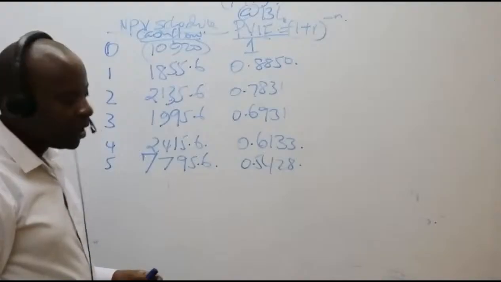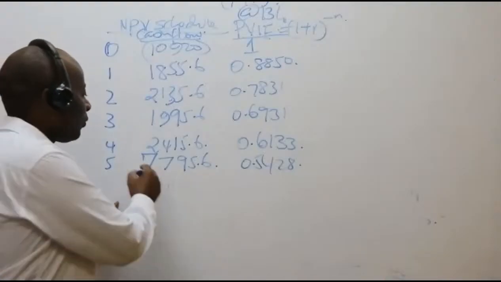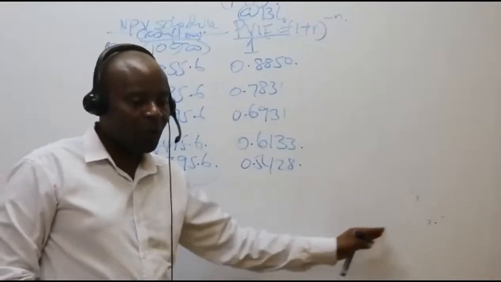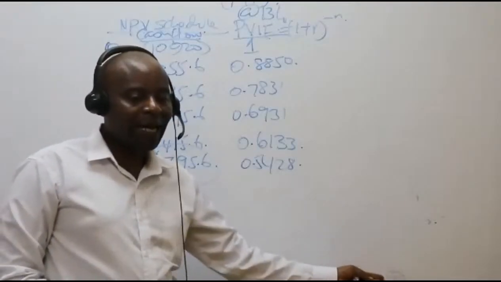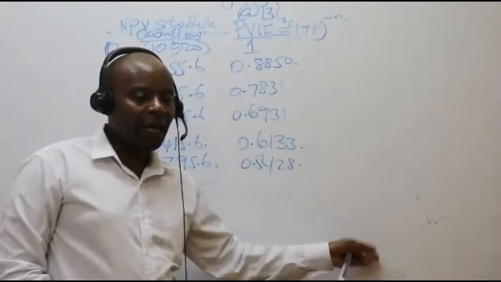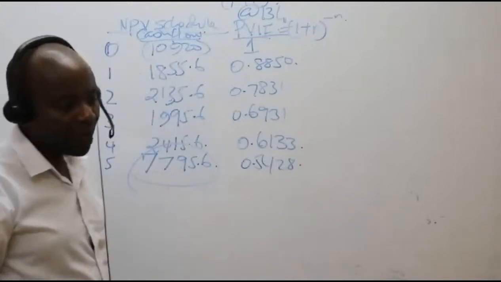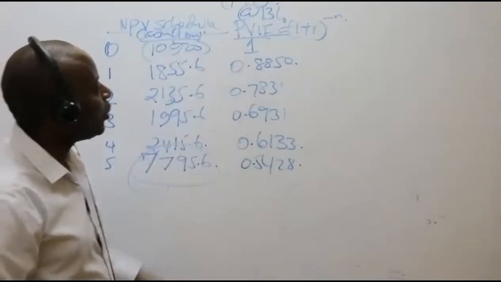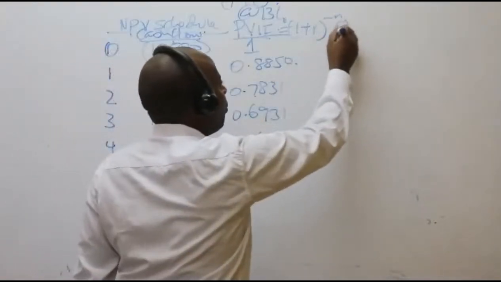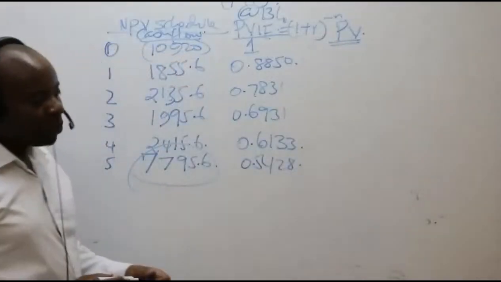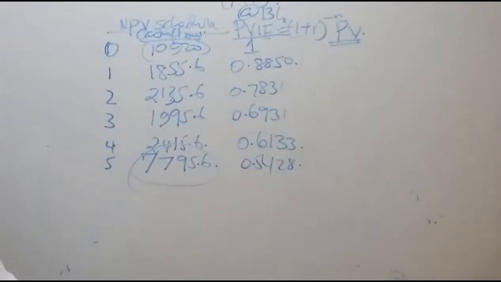Thank you very much. There is a student who is asking how we got this figure. Remember this figure in year number 5. We had our operational cash flow. We came and added our terminal cash flow. Now, having gotten this, ladies and gentlemen, come and multiply this to be able to give us our discounted cash flows, to be able to give us our present values.